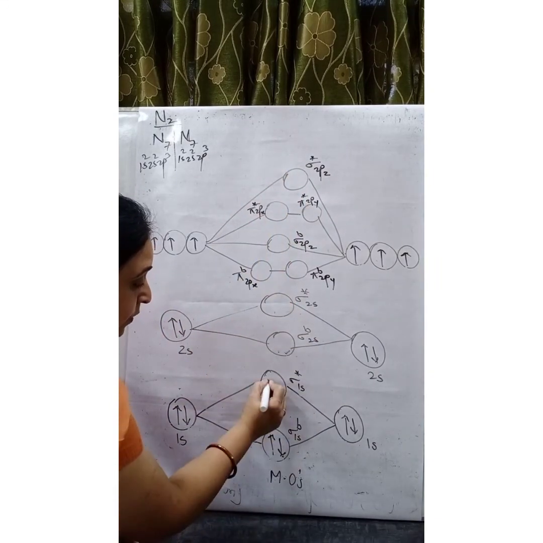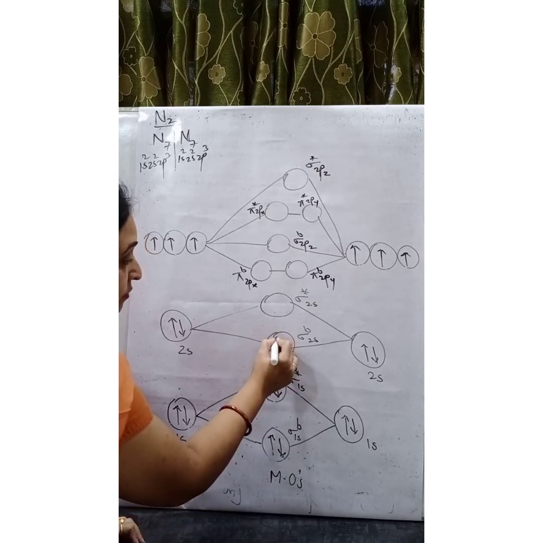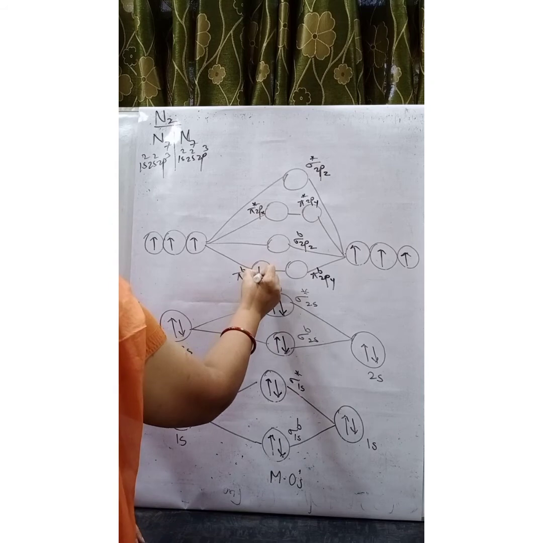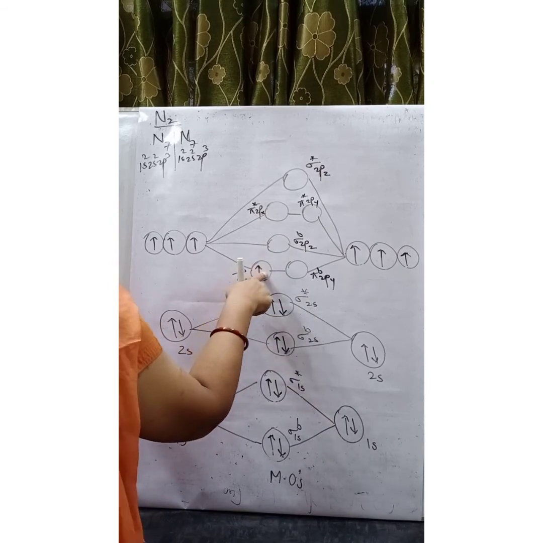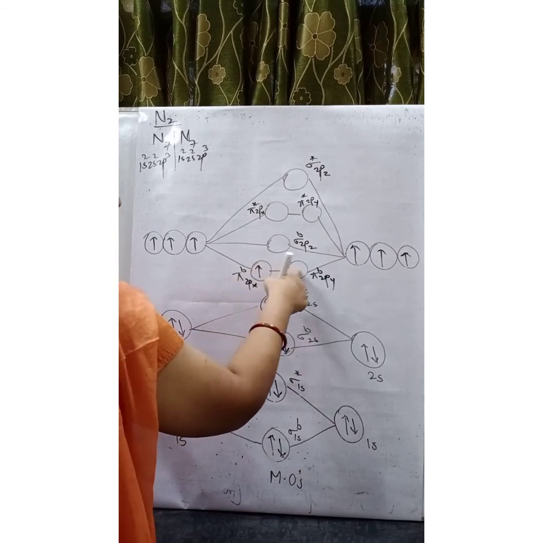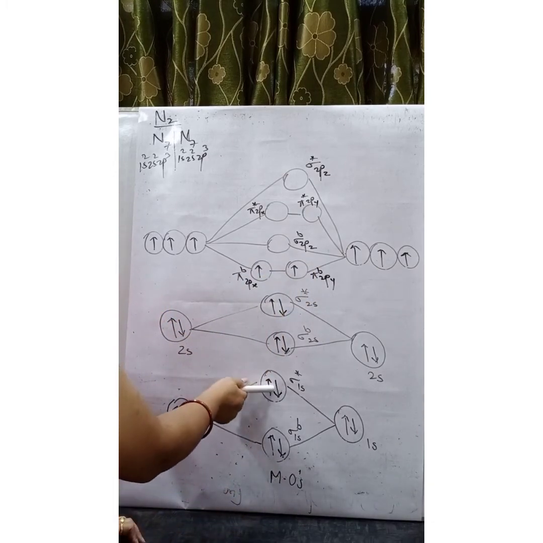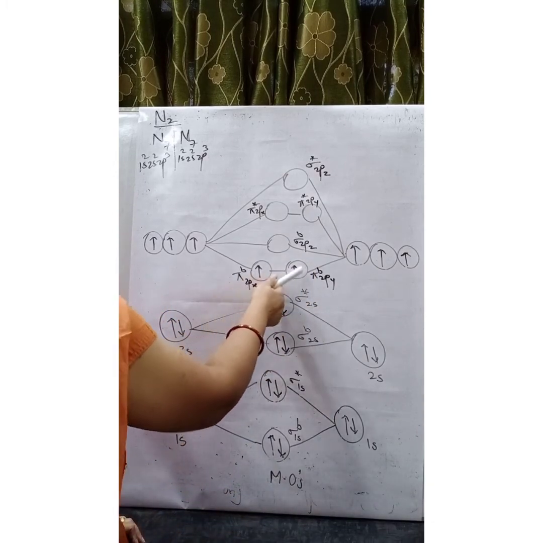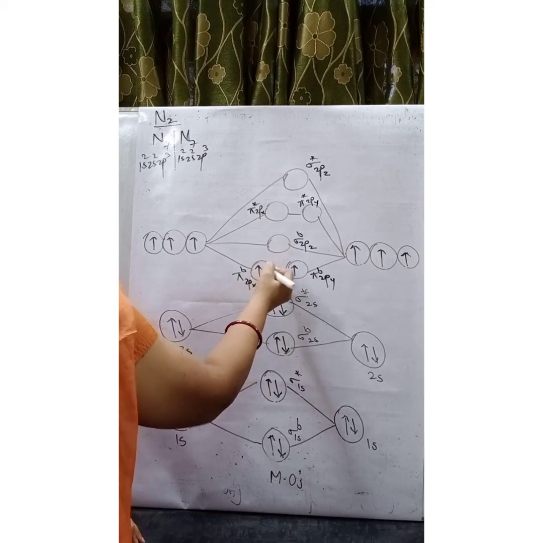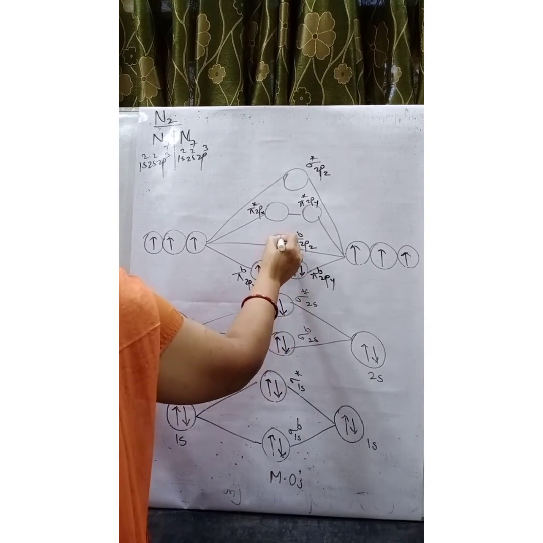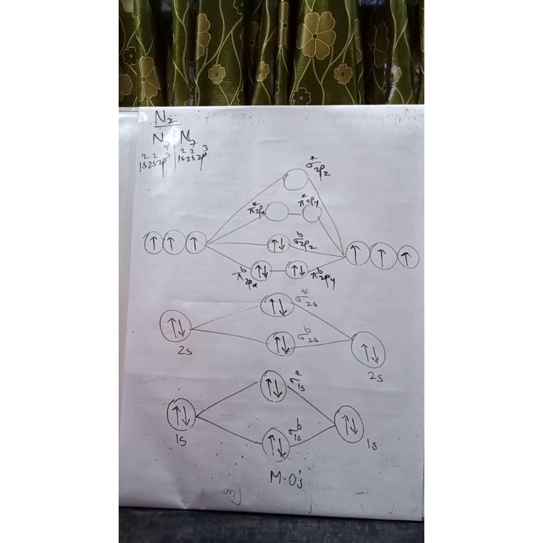1, 2, 3, 4, 5, 6, 7, 8, 9. The 10th one will not go here because this is having same energy. 10th will go here. Wait and calculate. 2, 4, 5, 6, 7, 8, 9, 10. 11 with an opposite spin according to Pauli. 12, 13 and 14. So now you can put down the electronic configuration.